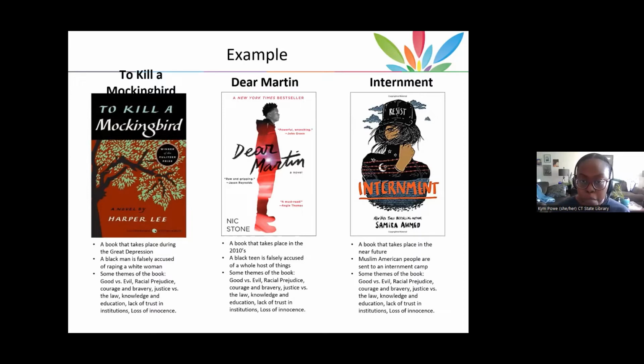So, going back to classroom libraries, we think about the goal of the book. We want conversations about a lack of trust in institutions, and we want conversations about courage and bravery, and we want to have conversations about racial prejudice, but for some reason, we tend to lean towards To Kill a Mockingbird to do that. Which, okay.